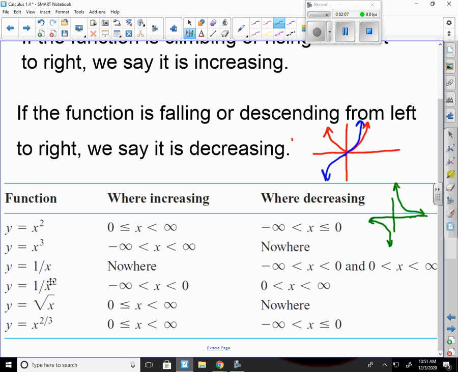1 over x squared, if we look at that one, that one is increasing from negative infinity to 0 because it looks just like 1 over x, except that on the left-hand side it's going up, because we would never have a negative number come out. So from negative infinity to 0, it's going up or increasing from left to right. From 0 to infinity, it's going down or decreasing from left to right.